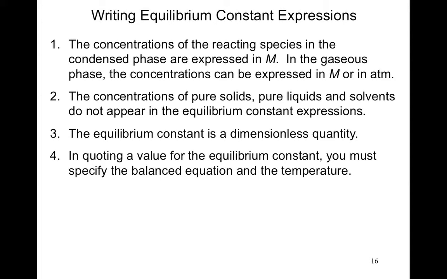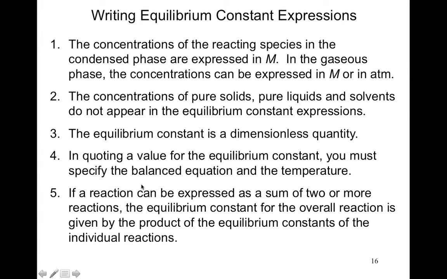In quoting a value for the equilibrium constant, you must specify the balanced equation and the temperature, because the equilibrium constant is dependent upon both of those. And then finally, if a reaction can be expressed as a sum of 2 or more reactions, the equilibrium constant for the overall reaction is given by the product, so multiplying the equilibrium constants of the individual reactions. And that is where we will stop for today.